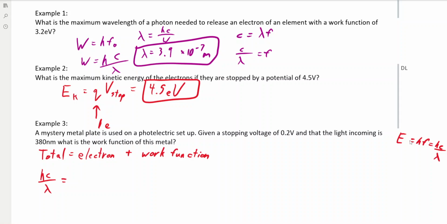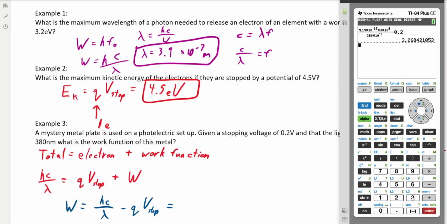Okay, the energy of an electron is given by that stopping voltage, and the work function is given by hf naught. Or actually, we don't even need that. We're just looking for W, the work function. So we can now rearrange this to solve for the work function. So it's going to be W equals hc over lambda minus q V stop.